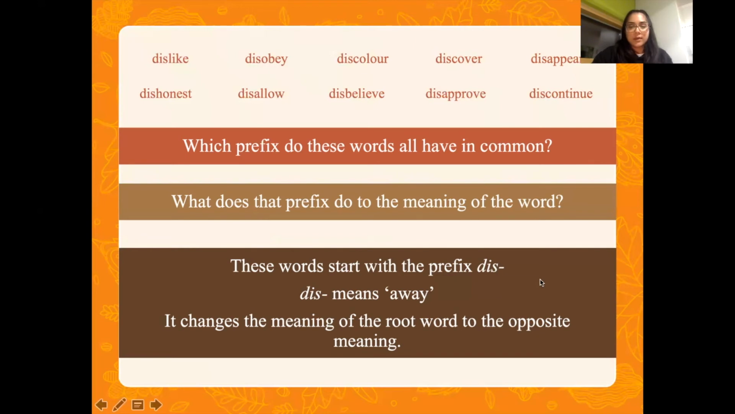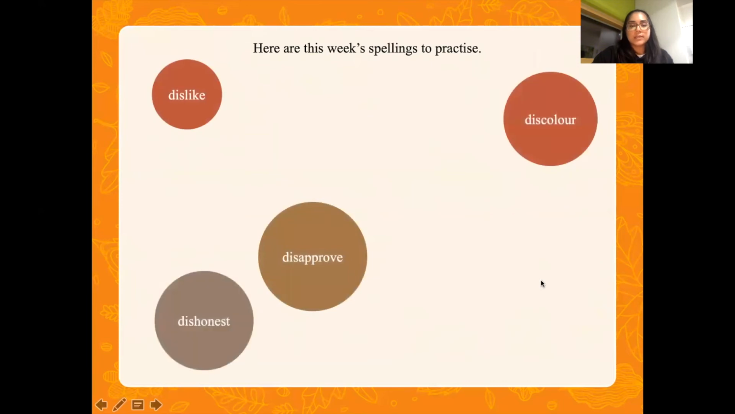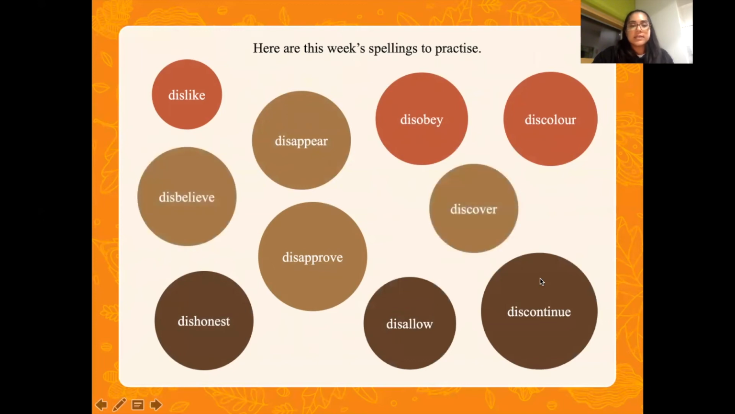Disobey. Okay, brilliant. So here are this week's spellings to practice: dislike, disapprove, discolor, dishonest, disobey, disappear, disallow, discontinue, disbelieve, and discover. So your challenge is to write sentences about these words and to make sure that you use them in the correct context. So feel free to use a dictionary to help you understand the meanings of these words, and hopefully by next week you will be able to spell them when you get tested by an adult at home. Anyway, that is the end of your lesson, so I will see you next time.